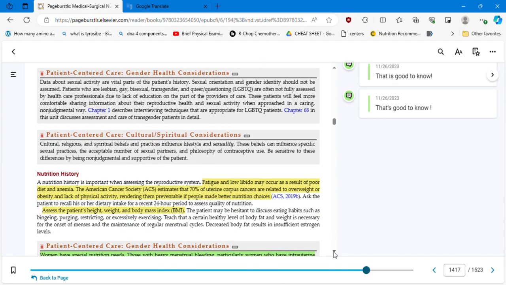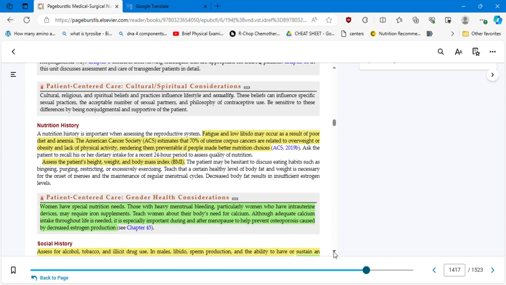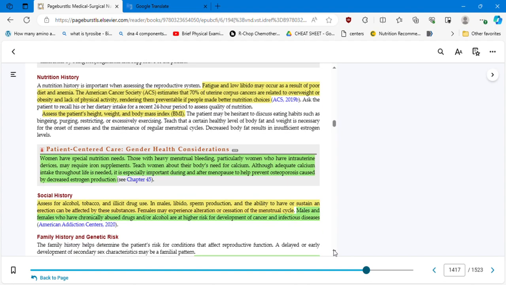Okay, let's continue. Nutrition history. Fatigue and low libido may occur as a result of poor diet and anemia. The American Cancer Society estimates that 70% of uterine corpus cancers are related to overweight or obesity and lack of physical activity, rendering them preventable if people make better nutrition choices. Assess the patient's height, weight, and body mass index, BMI. Okay.